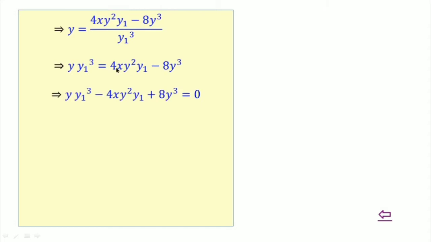We bring these two terms to this side. So minus 4xy, here we have a plus term, so this side we get a minus term. This one is with a negative symbol. This side we get with positive symbol, is equal to 0.